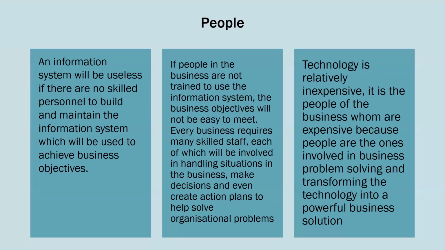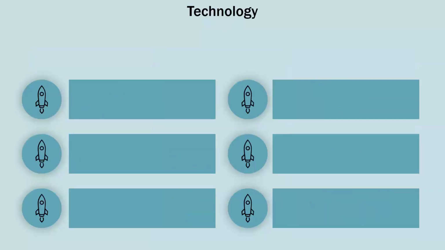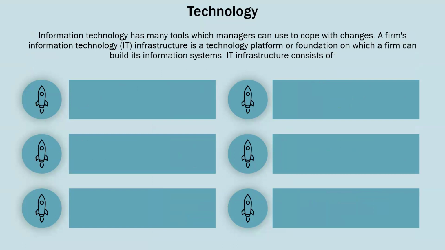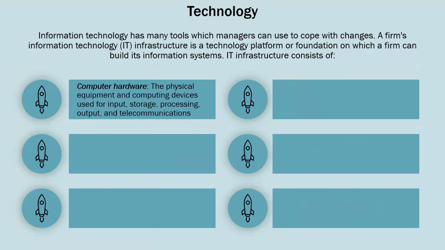Then the third thing is your technology. We have the organization, we have the people, now we have the technology. When you're talking about technology, this is the infrastructure needed for the information systems to function. Part of the infrastructure is computer hardware. That means the physical equipment or computing devices used for input, storage, processing, output, telecommunication, and so forth. As long as it's something tangible that you can touch on a computer, it's called hardware. That's why it's called hardware.